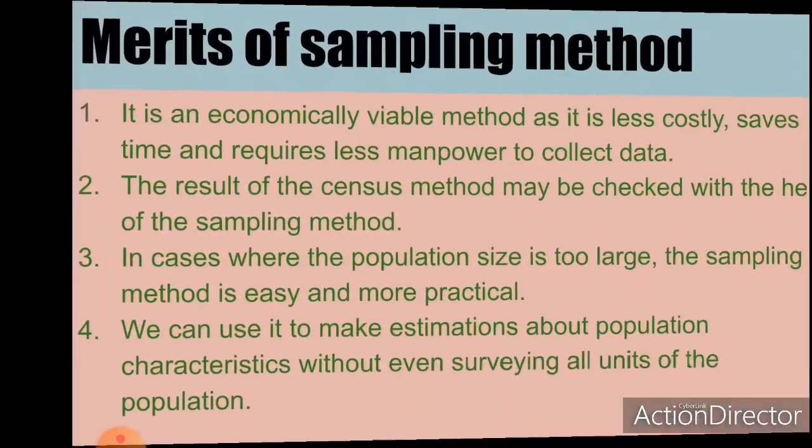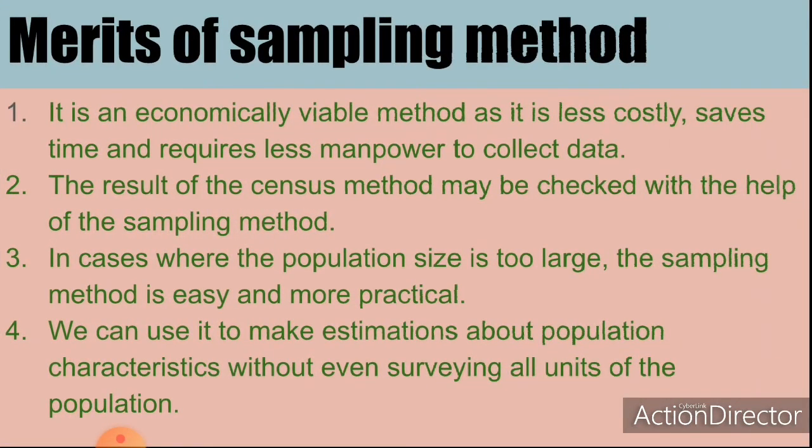Now we can discuss the main merits of conducting sample method. It is an economically viable method as it is less costly. It saves time and it requires less manpower to collect data. Then the next advantage is that the result of the census method may be checked with the help of the sampling method. In cases where the population size is too large, the sampling method is easy and more practical. We can use it to make estimations about population characteristics without surveying all units of the population.